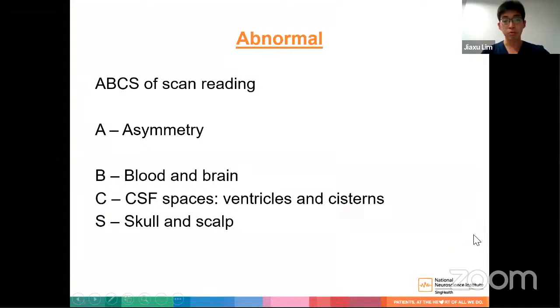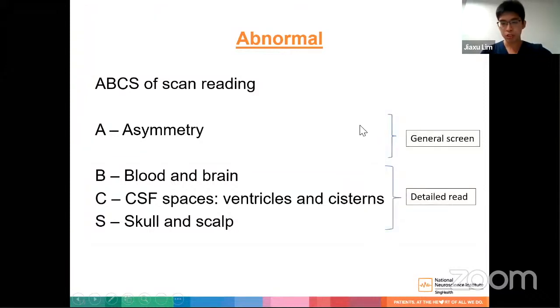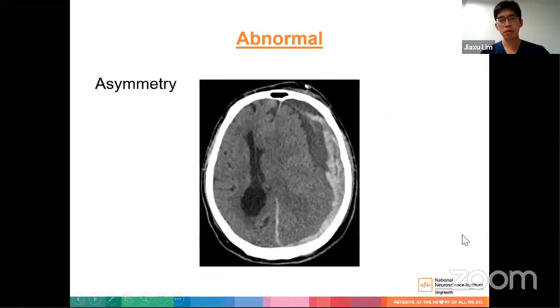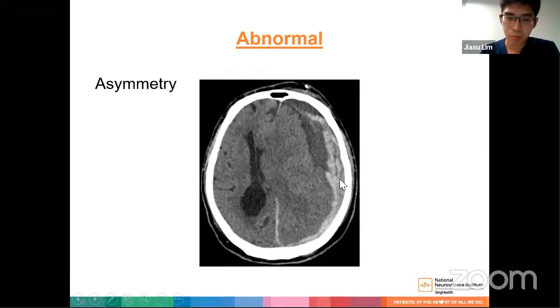So I'll read the scan multiple times. A very quick general screen, purely looking for any asymmetry. Then when I look at the scan in detail, I'll look specifically for the B, C, as well as the S. Now, this scan here, let's just look at it from a very broad perspective. I think it's very clear to all of us that there is asymmetry. The right side of the brain and left side of the brain are clearly different. There is a large precentral lesion compressing on the brain, leading to shift of the midline, effacement of the ventricles over here, and some of the sulci that are prominent on the contralateral side are not seen over here. There is clear asymmetry.